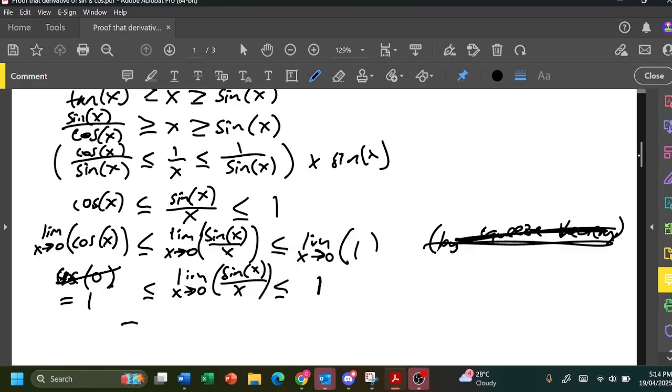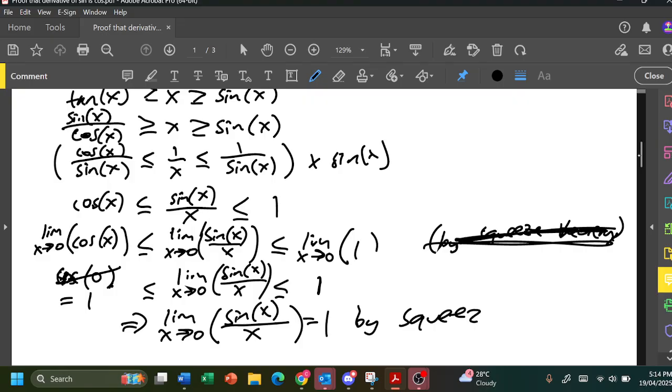So this is the squeeze theorem. So this must be equal to 1 by the squeeze theorem.